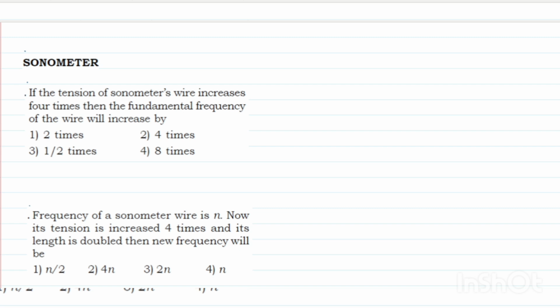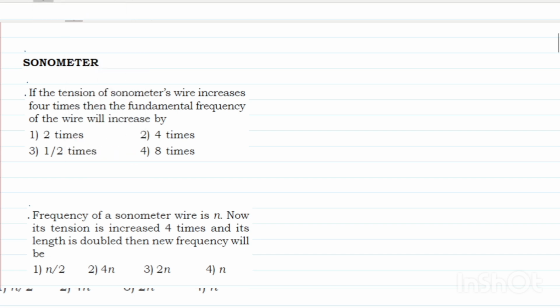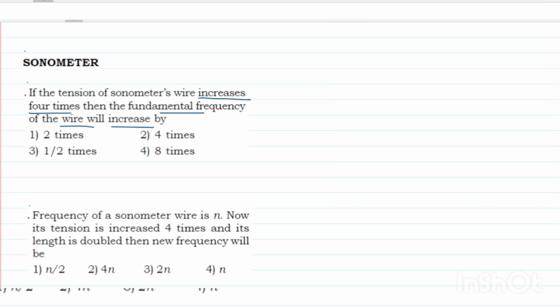In this video we are going to be discussing sonometer experiment related problems. Let us see the first question. The first question says, if the tension of the sonometer wire is increased 4 times, then the fundamental frequency of the wire will increase by how much? The tension of the wire is increased 4 times, and we need to find how the frequency changes.